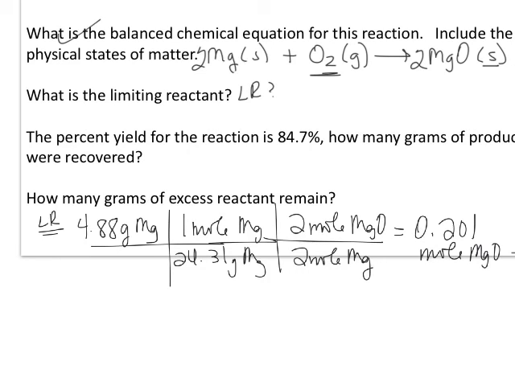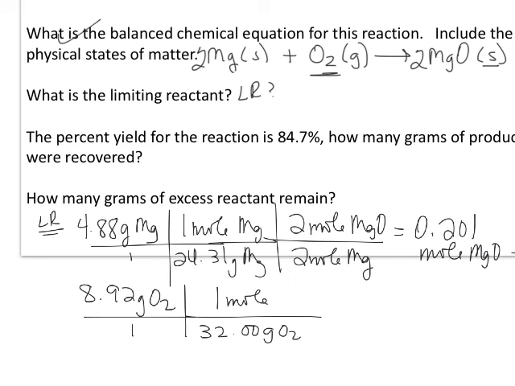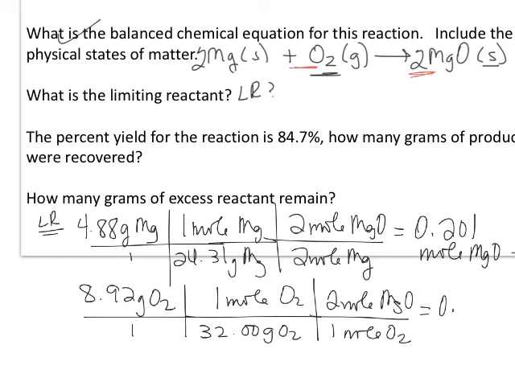Now we have to do the same thing with the other reactant, and then we'll compare the two. So the other reactant, we started with 8.92 grams of oxygen. Put that over 1. And the periodic table, 16 plus 16 is 32.00 grams of oxygen for 1 mole of oxygen. And looking at the balanced equation, for 1 mole of oxygen, we get 2 moles of product, magnesium oxide. So there's a 1 there because there's nothing there, and then there's a 2. When we put that in our calculator, we get 0.558 moles of magnesium oxide.